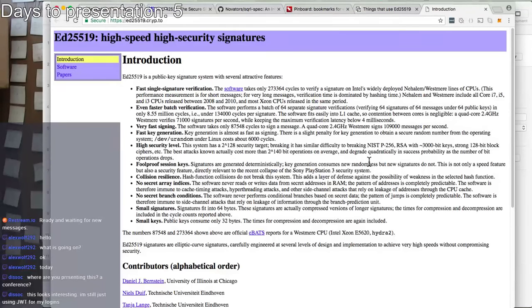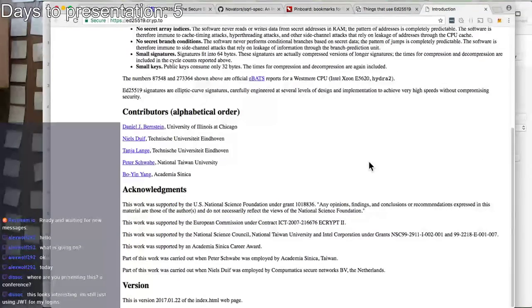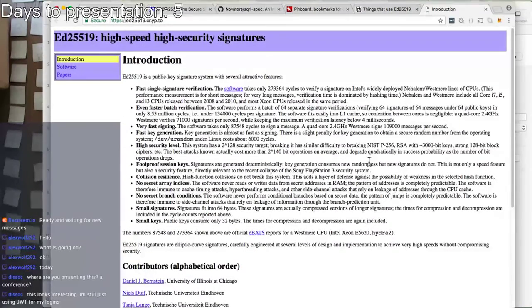Okay, fast signature verification. Okay, I don't have a comparison to other... very fast signing, fast key generation, collision resistance, small signatures, small keys. Maybe we need to go back to Wikipedia to get more general information on that.